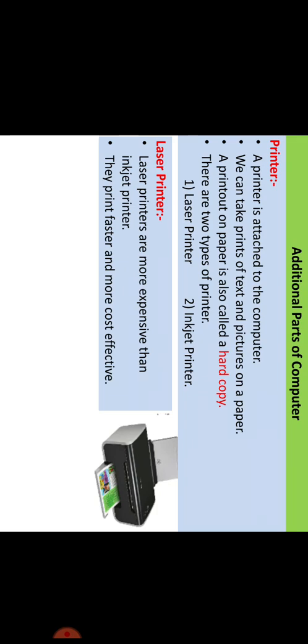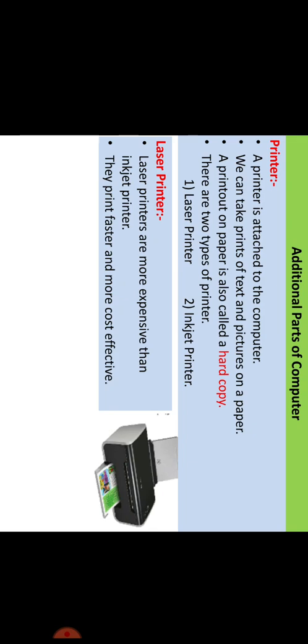Now laser printers are more expensive. More expensive means what? Means we have to give a lot of money. So this is called more expensive. So this laser printer is more expensive than inkjet printer. This laser printer prints faster and is more cost effective. Means this laser printer prints very fast. So it is more cost effective.